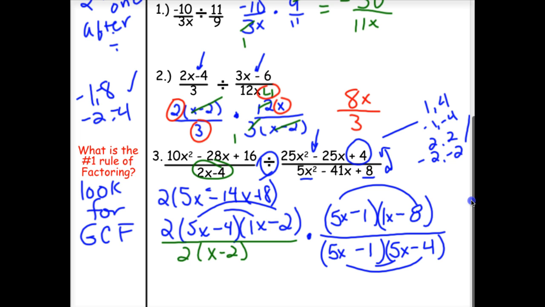Now we have to look at what common factors we could reduce out. So in this case, we do have a 2 common over here. We have a 5x minus 4 that we can cancel with that one. We have a 5x minus 1 that we can cancel out. And we have some terms here that match, x minus 2. So the only term that's left is our x minus 8. So that would be our final answer for question 3.